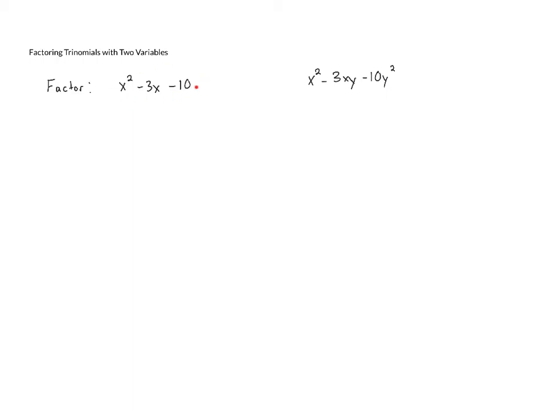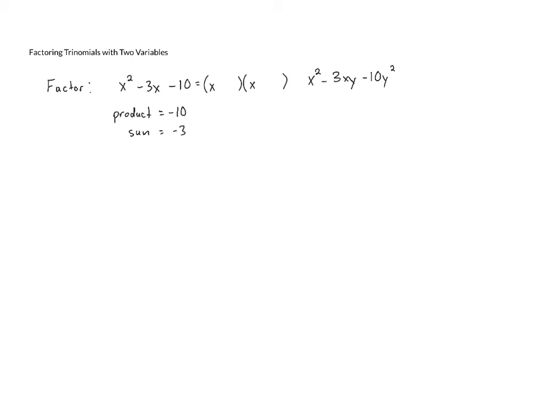Now, this trinomial is in the form x squared plus bx plus c, so we know that we should be able to use unfoiling and write it as a product of two binomials. It's going to be x plus one number and x plus another number. And we know two things about those numbers that we're looking for. The product has to be negative 10, and the sum has to be negative 3. So we're looking for two numbers with a product of negative 10 and a sum of negative 3.